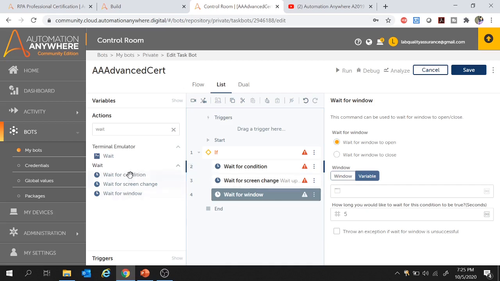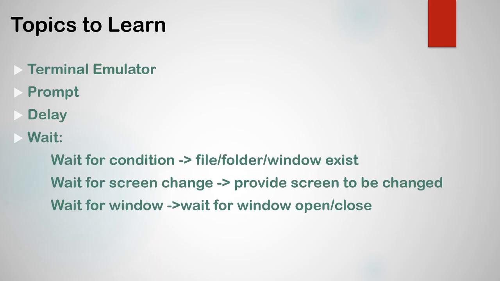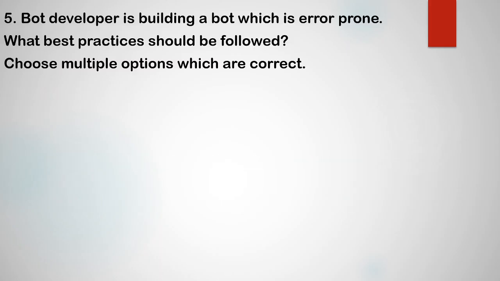So these actions you must know, and you must know the differences between these actions, where to use which wait condition. Now moving back to the questions, and moving to the next question. A bot developer is building a bot which is error prone. What best practices should be followed?